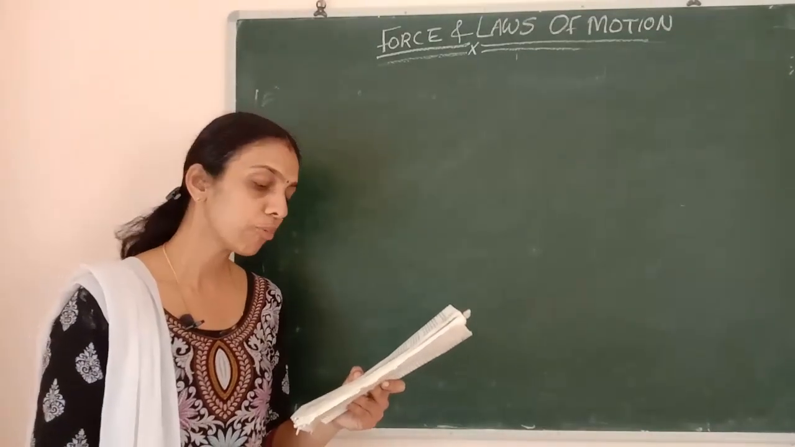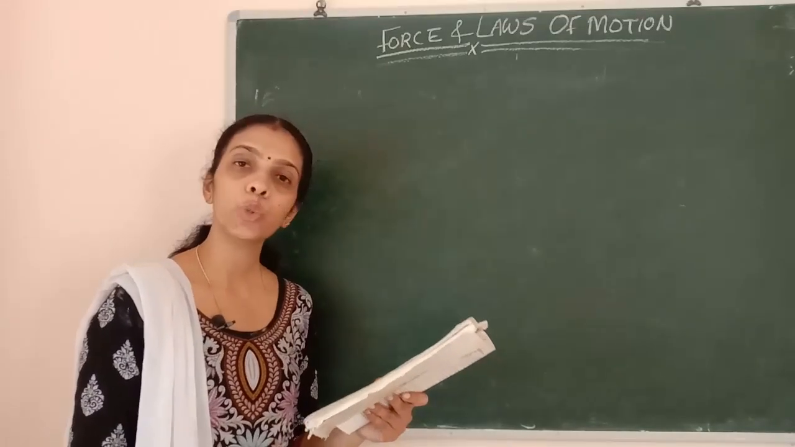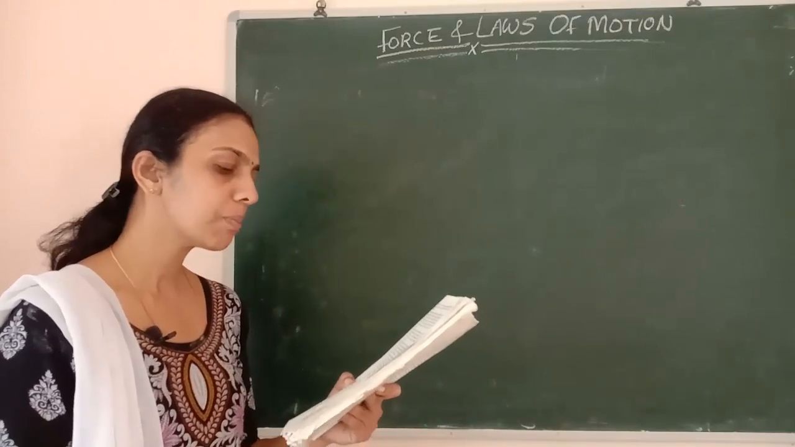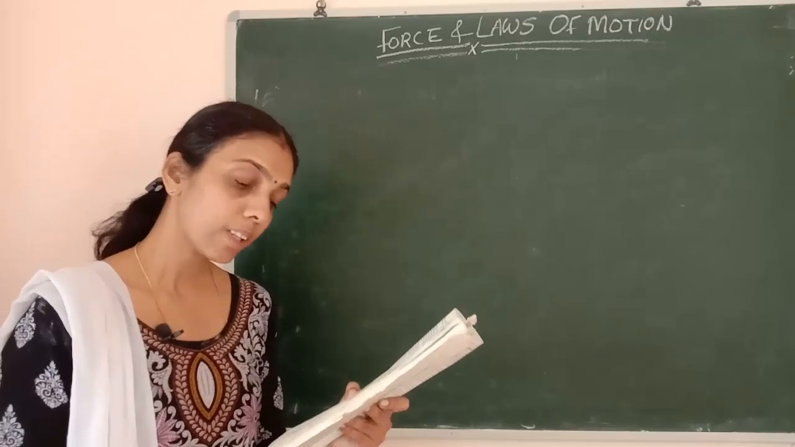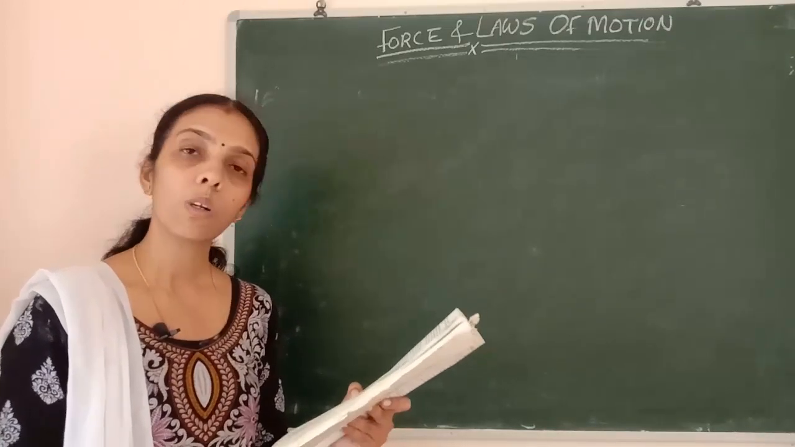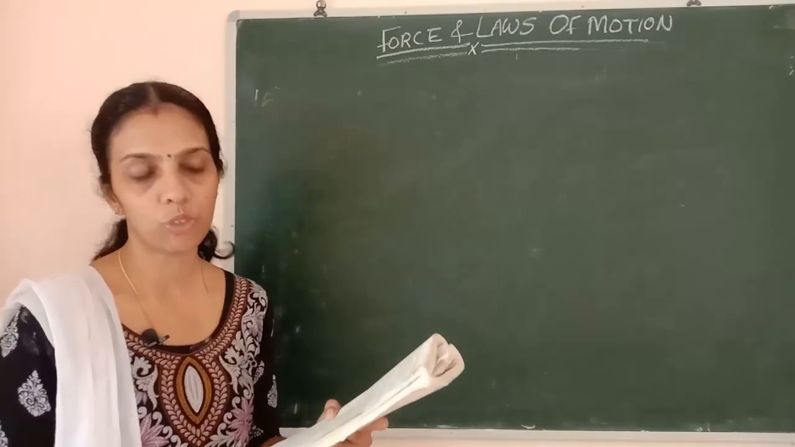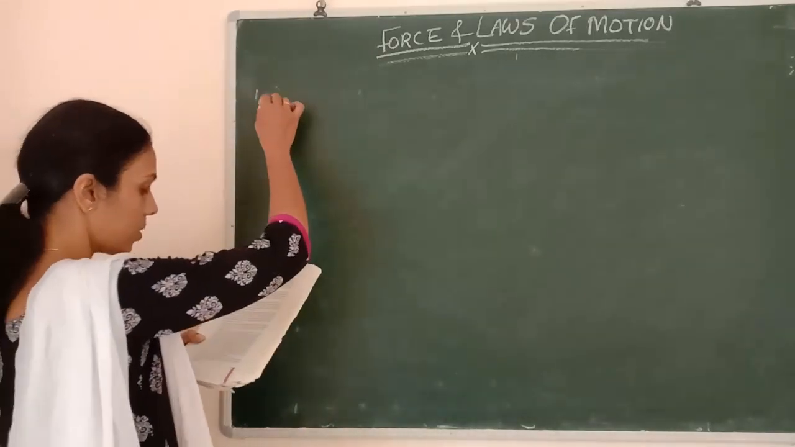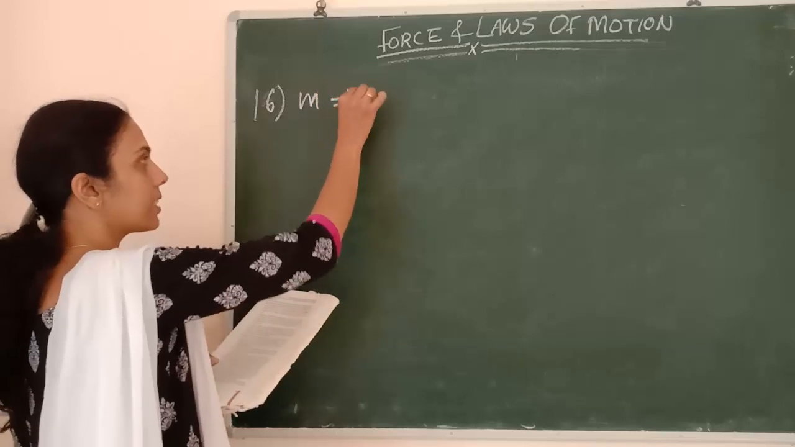An object of mass 100 kilogram is accelerated uniformly from a velocity of 5 meter per second to 8 meter per second in 6 seconds. Calculate initial and final momentum of the object. Also find the magnitude of the force exerted on the object. See, an object of mass 100 kilogram. So in the 16th one, the mass of the object is 100 kilogram.